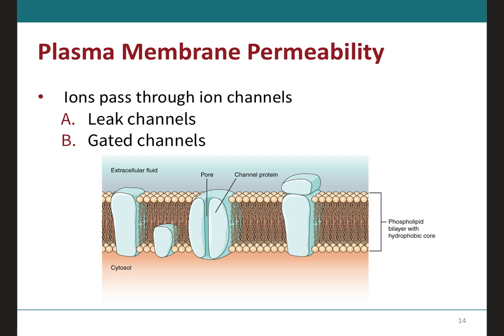So now that we have reviewed all this, let's talk about how the plasma membrane of the neurons is permeable to the passage of ions. Basically, ions go through what we call ion channels, and we have 2 different types of ion channels. We have the leak channels, and we have the gated channels. In the next few slides, we will be talking about these 2 different types of channels.